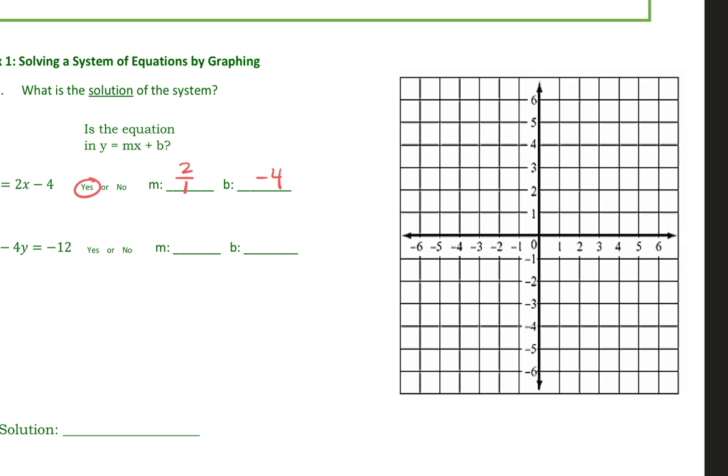So we said we always graph which one first, the m or the b? The b. You graph this one first. You're going to graph the negative 4. At the negative 4, we're going to go 2 over 1.